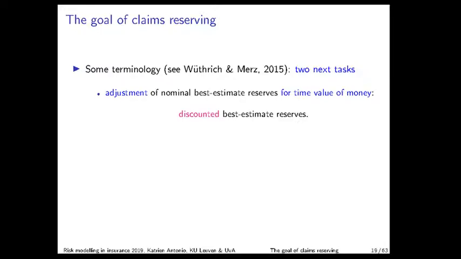Now, having an estimate of the expected outstanding claim amount at your disposal, two typical next tasks are: first, adjust the nominal best estimate reserves for the time value of money using a discounting function. And here we refer to Article 77 of the European Solvency II Framework Directive that says, and I'm quoting, "The best estimate shall correspond to the probability-weighted average of future cash flows, taking into account the time value of money," right? So that is exactly what we refer to over here.